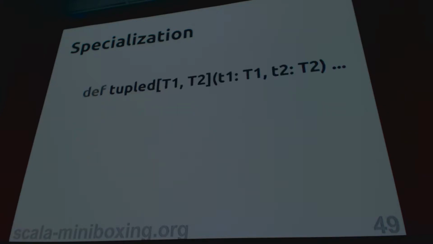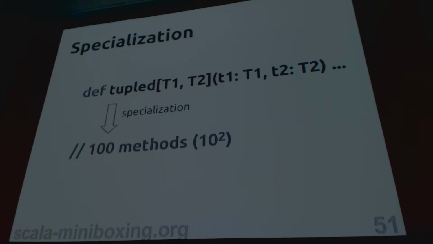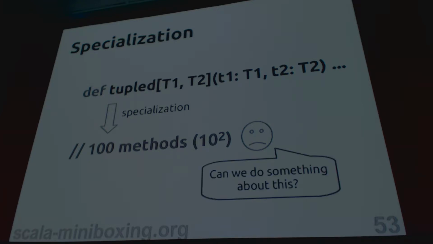There's no boxing. What if we take this method tuple, which takes 2 type parameters, 2 arguments, each of them with a type? Well, for specialization, we get 100 methods. So that's already a bit too much. But if we had 3 type parameters, that would be 1,000 versions of the method. So no, we need to do something about it. And this is where my project comes in. That's me smiling there.